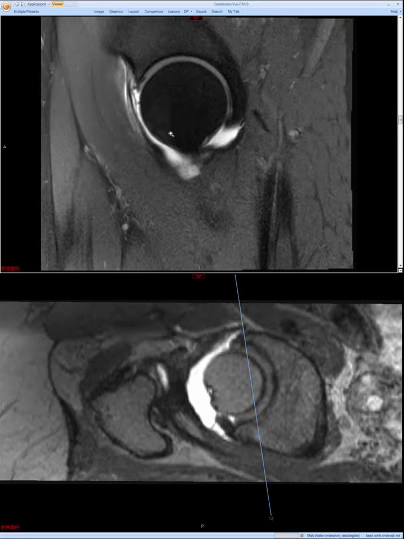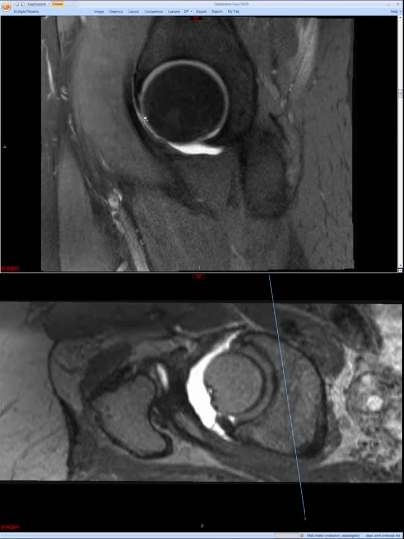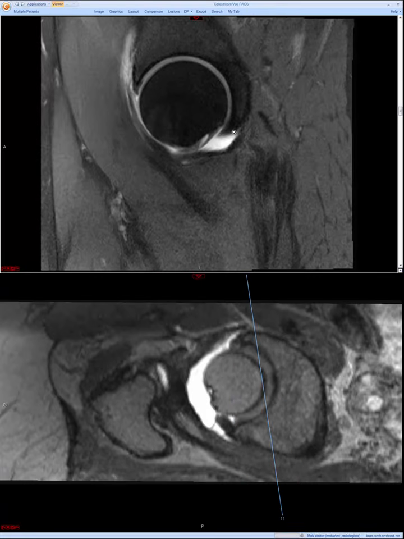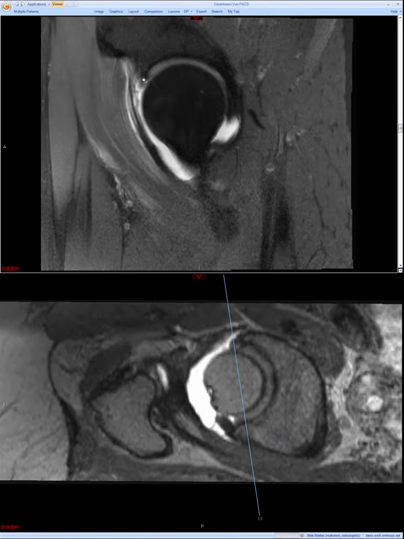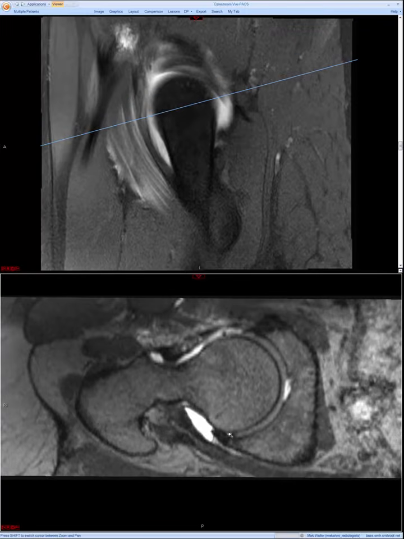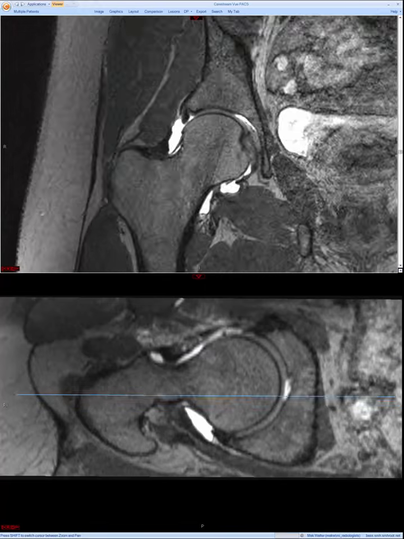So what I tend to do is describe labral lesions in terms of the anterior superior, anterior inferior, posterior superior, and posterior inferior labrum. The sagittal sequence is pretty good at showing lesions in the anterior superior and even in the superior labrum. I like this oblique axial once again for the anterior and posterior labrum, and a straight coronal also shows quite nicely the superior labrum as well.